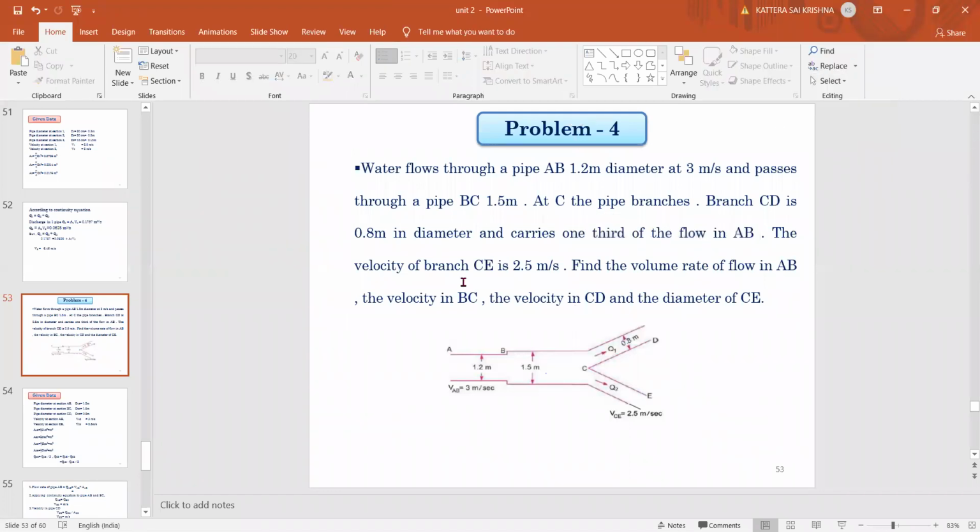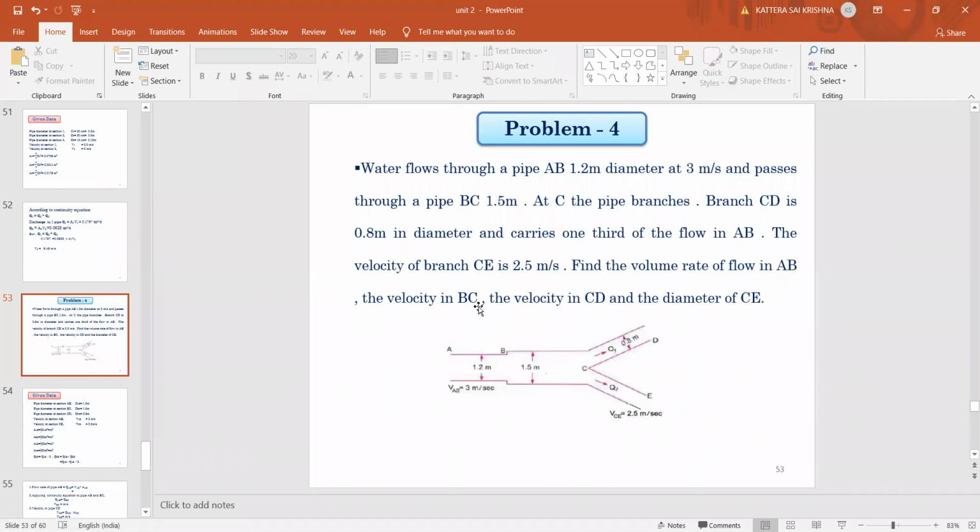Right. So next, the velocity of branch CE is given to us. In the branch CE, the velocity is given as 2.5 meters per second. So find the volume rate of flow, or discharge, same thing, because we are getting meter cube per second as the unit. So find the volume rate of flow in AB. Nothing but asking to find QAB. Rate of flow in AB, QAB you need to find.